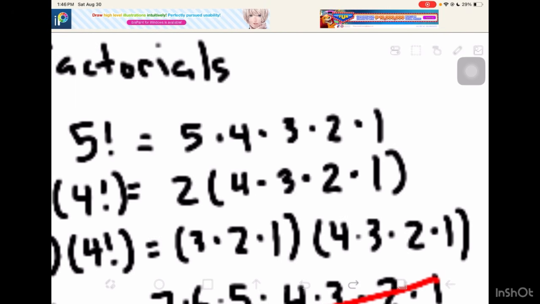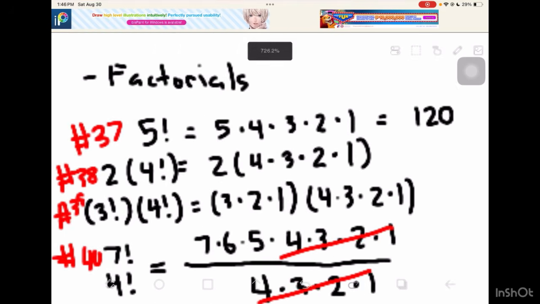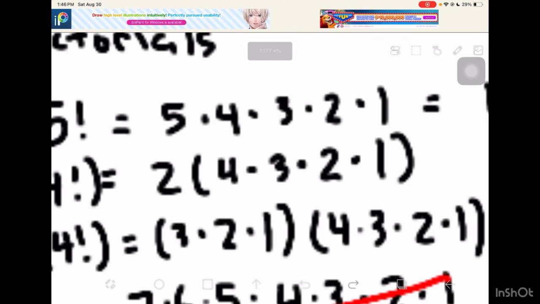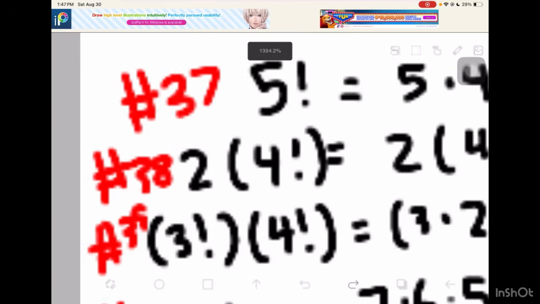Okay, like I said, 5 factorial. If we have this in the calculator, we put 5 factorial. It's the exclamation point, which is equal to 120. Second one, it's 2 times 4 factorial. So the visual representation is like this. 4 factorial is 4 times 3 times 2 times 1. And then we just multiply that answer by 2. And if you put this into your calculator, it's equal to 48.